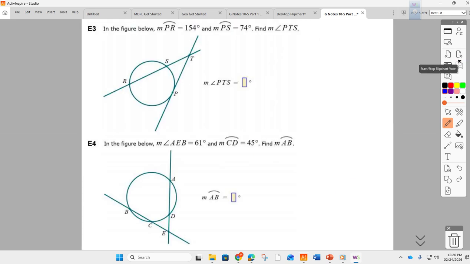All right, so we're going to use our new rules. In this figure, the measure of PR is 164. So let's mark our diagram. The measure of arc PS is 74. Find the measure of angle PTS. So we'll call that X. Y'all can do that one. Arc minus arc divided by 2 equals the angle.